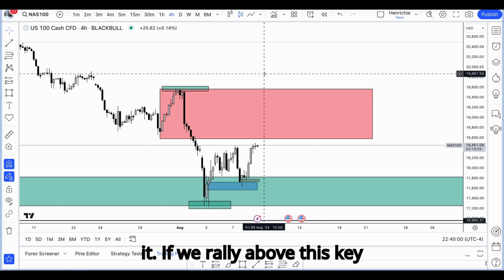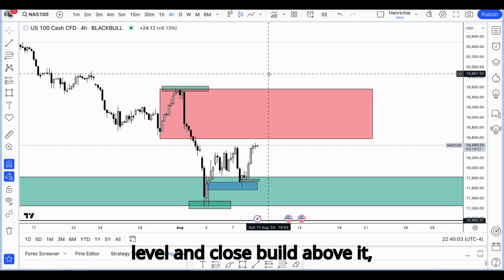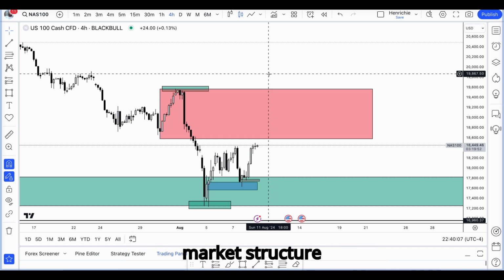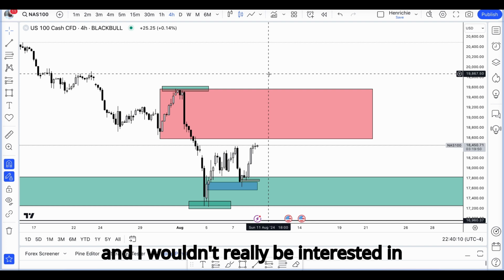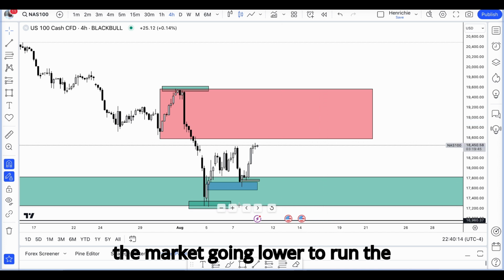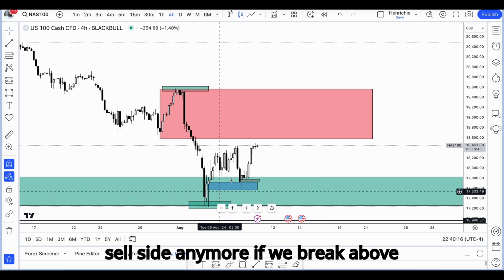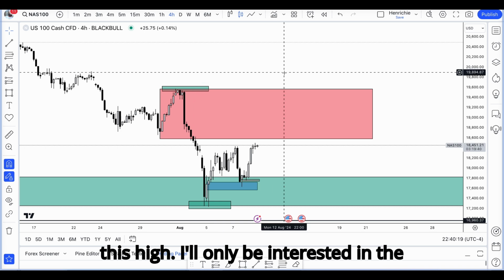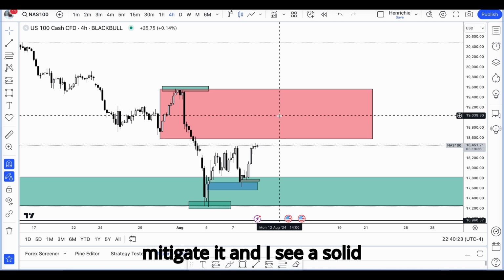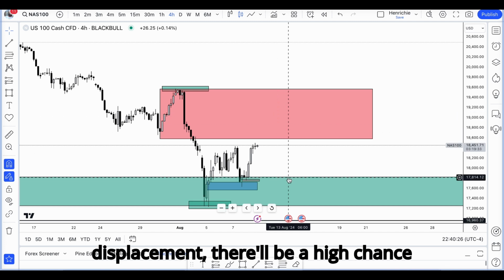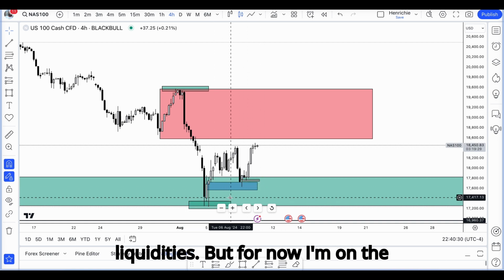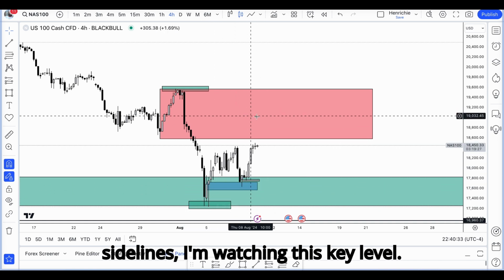If we rally above this key level and close above it, I'll see that as a potential shift in market structure, and I wouldn't really be interested in the market going lower to run the sell side anymore. If we break above this high, I'll only be interested in the potential continuation. But if we mitigate it and I see a solid displacement, there will be a high chance price will hunt for the sell side liquidities. But for now, I'm on the sidelines. I'm watching this key level.